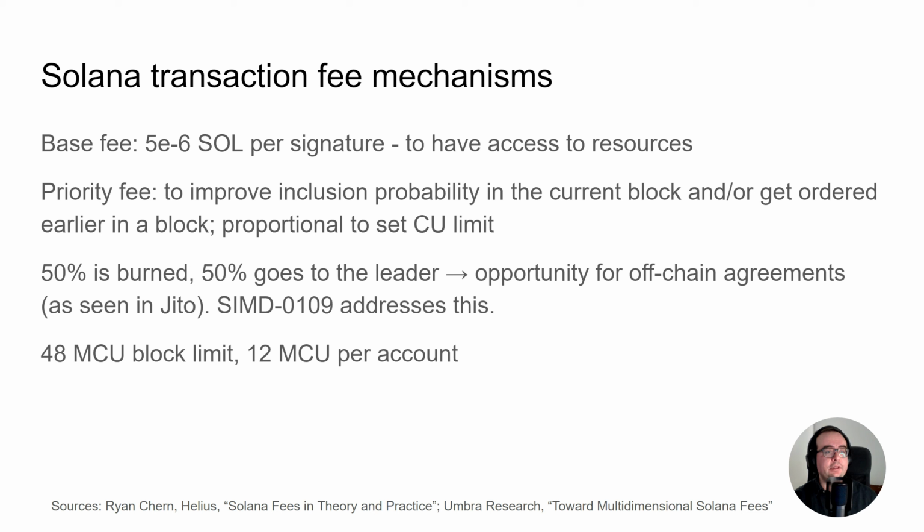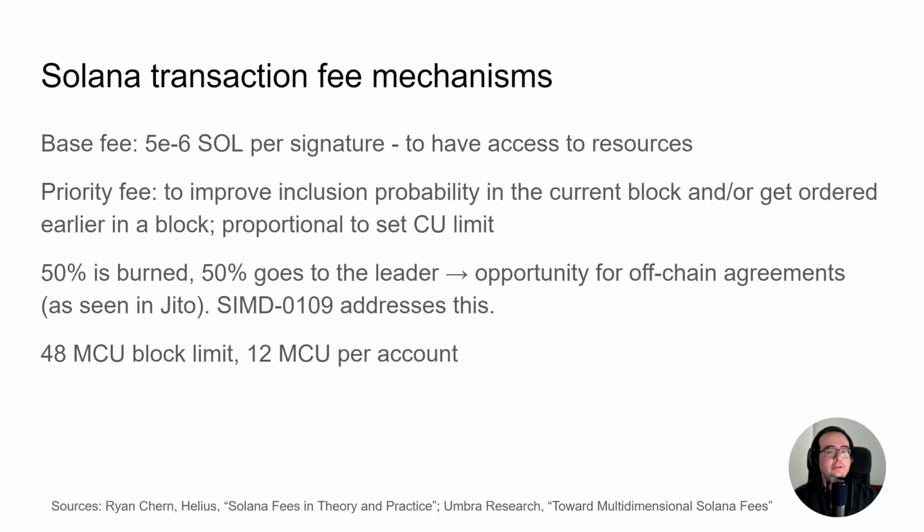Every transaction in Solana requires a base fee that is calculated per signature. So there are 5,000 lamports, or 5 microSOL, per signature. And most transactions have only one signature, so the fee will be fixed. And on top of that, optionally, you can add the priority fee.